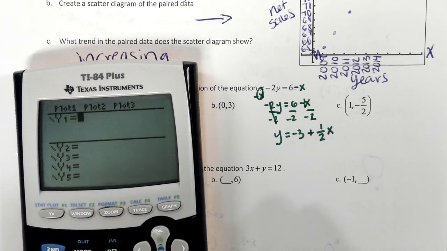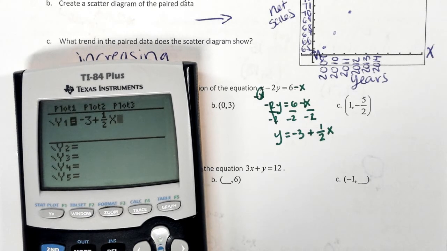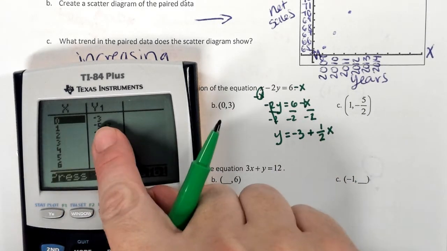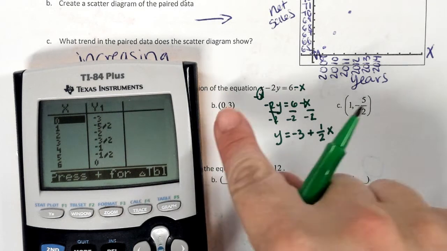So I have negative 3 plus 1/2 x. Are we okay with that? So I solved for y, I typed it in my calculator. Now I'm going to go to my table and look at my points. Do I have the point 0, positive 3? So is this a solution?